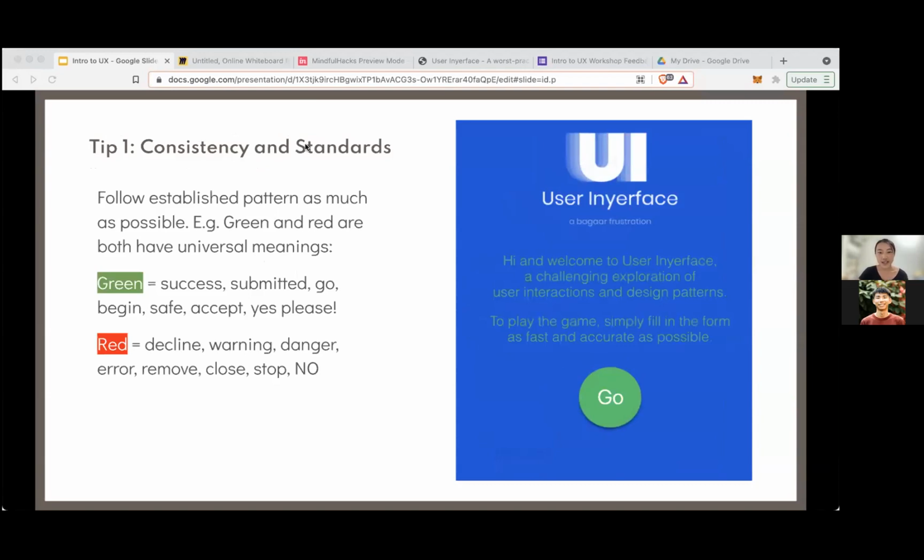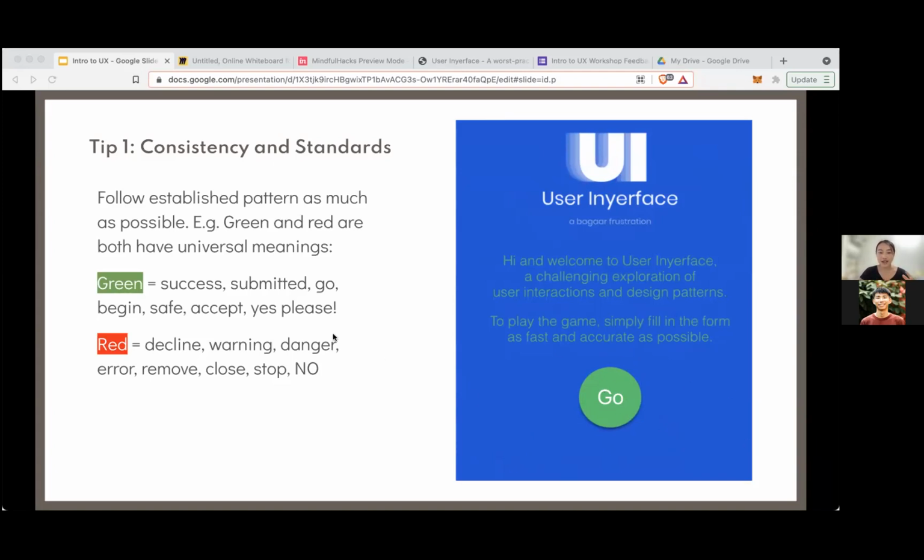So the tip that we can learn here is that, as you can see in this improved design, I changed the text on the button from no to go, and I got rid of all the extra text because we don't need that. The reason we always look at the green button and want to click on it to proceed is that green is a universal color that means success, go, proceed, or save and submit. So we intuitively know green should be safe for me to click.